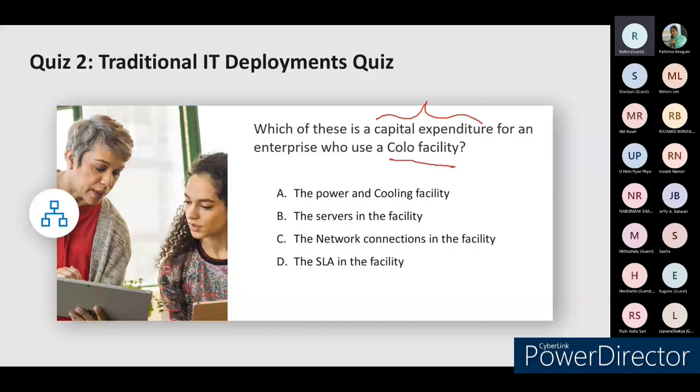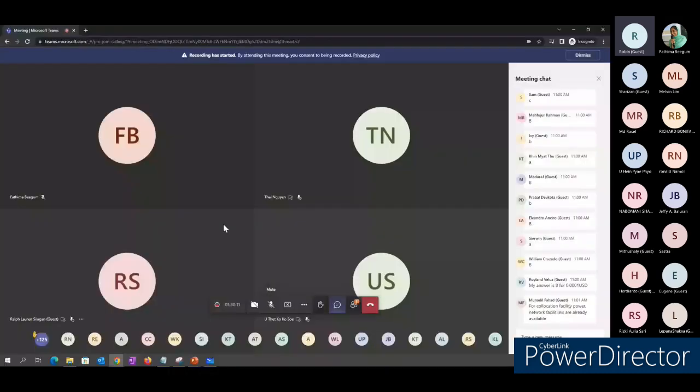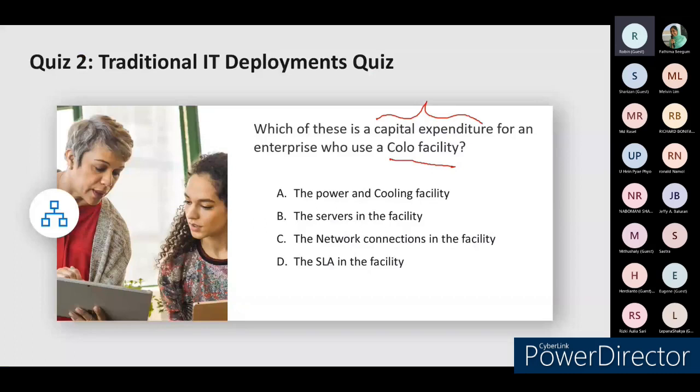You have a collocation one. It's a power and cooling facility. Generally, this is considered an operational expense, right? So the power and cooling facility here is considered an OPEX cost. Network connection is also generally considered OPEX. SLA also comes under that. So the answer for this question is servers in the facility. So the answer for this question is B. And yesterday also it was considered OPEX only, generally.